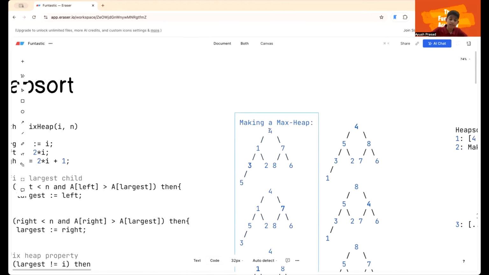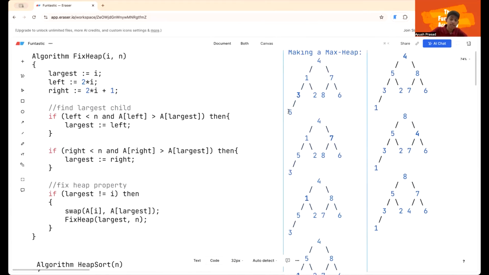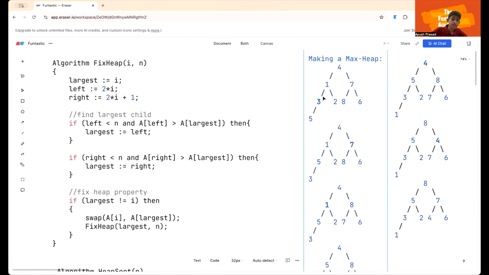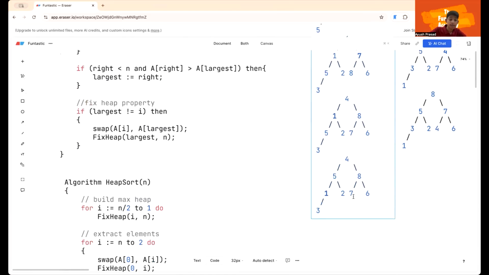So we need to fix every single parent, starting with the parent furthest down, which is this position, the position 3. We check its children, which in this case is only 5, but 5 is bigger than 3. Therefore, what we do is we swap their positions and we fix heap. In this case, 3 is already at the end, so when we swap them, there's no need to do any further down. The same thing happens with the next parent, 7. 7 is the first element before where 3 was. 7 is smaller than 8, so we swap 7 and 8, and that's it.